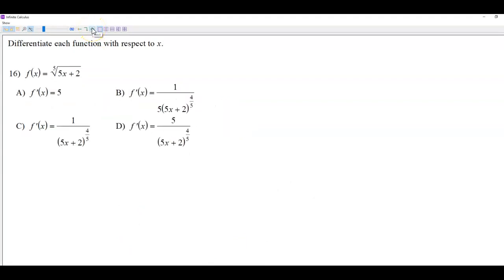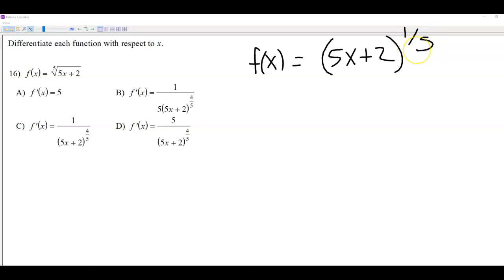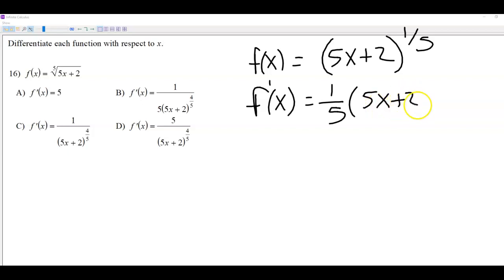We want to find the derivative of this function here. First thing I would recommend is just rewriting it as 5x plus 2 to the 1/5 power. And then after that, we'll begin to do our derivative. It's a power rule, so you're going to move the 1/5 to the front, and we're going to take 1 off of the power, which would be negative 4/5.